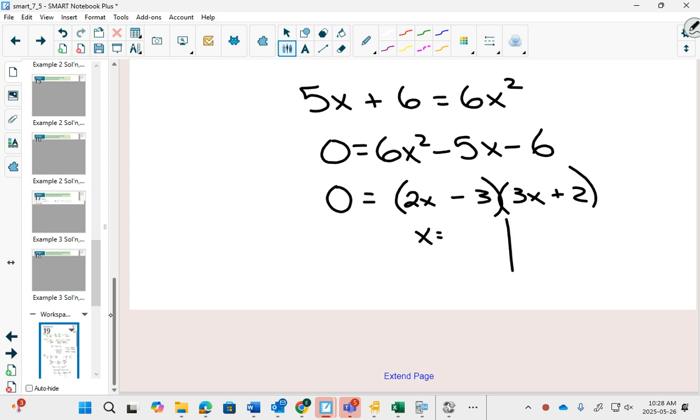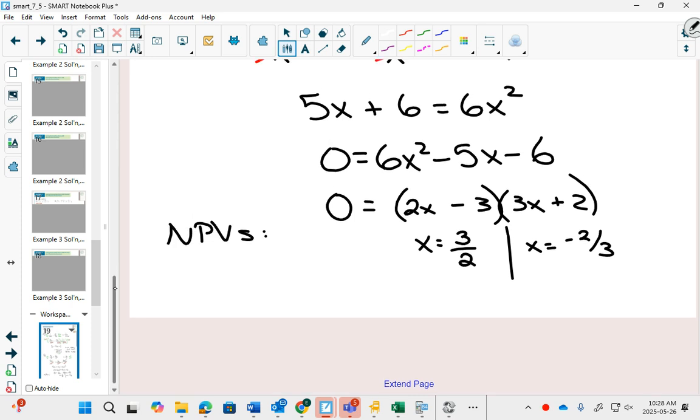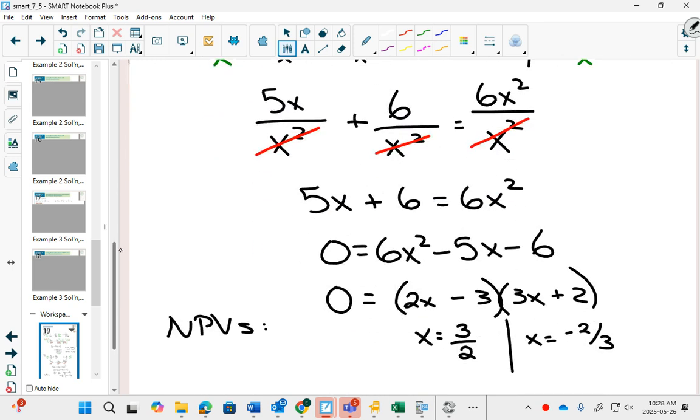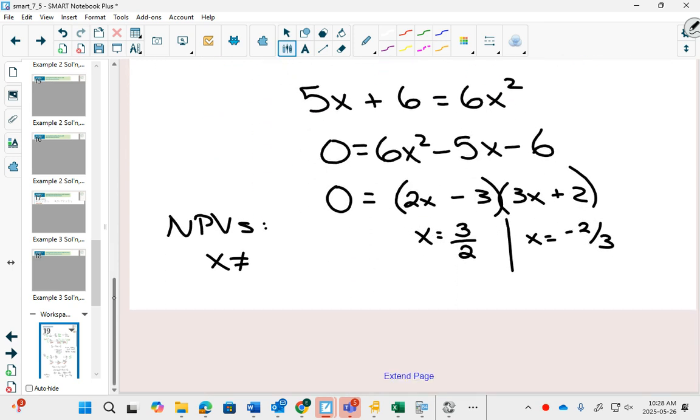So then I get x is equal to 3 over 2, and here I would get x is equal to negative 2/3. What were my non-permissible values? Was I ever dividing in this one? Yes. X can't equal 0. This isn't 0. This isn't 0. So both answers are fine.